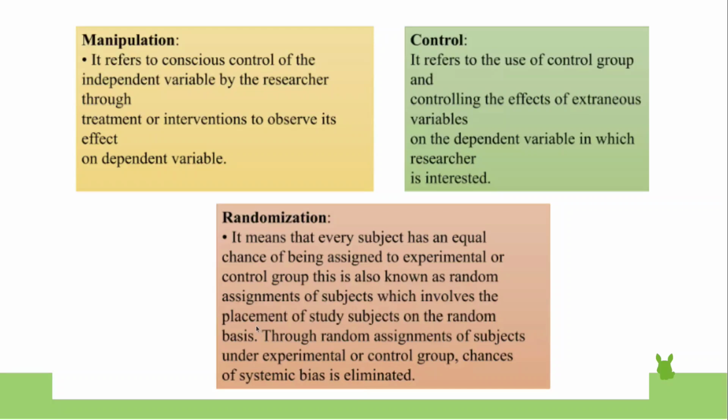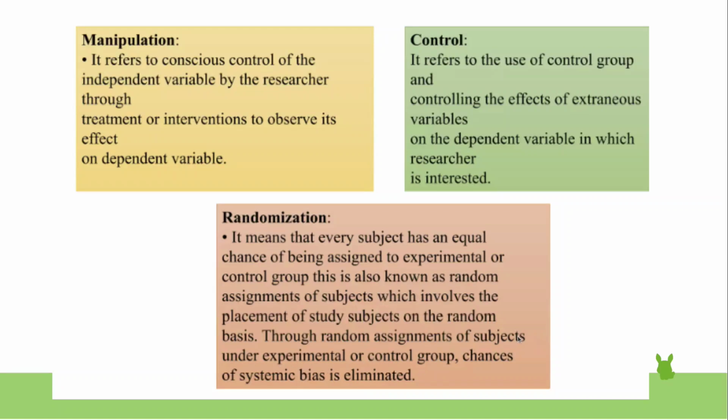Okay, every subject, every participant in this research has an equal chance to participate, which involves the placement of study subjects on a random basis. Otherwise you might think, because one person is my relative and I know that patient, let me keep them in the experimental group so they will be benefited. You should not show any partiality. Everyone will have an equal chance.